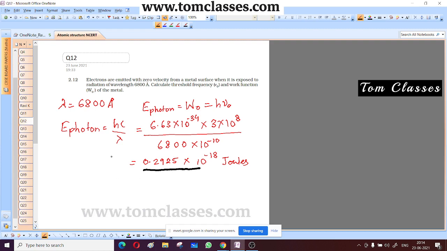So this will also be equal to the work function. Yes, that's what we can say. So this is the work function. Now he is asking about the threshold frequency.